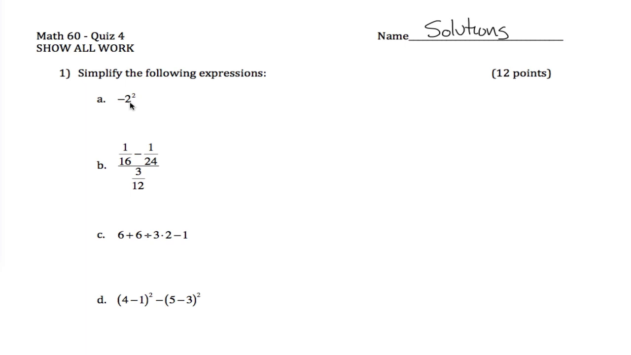This is really tricky. It looks like this is -2, that whole thing squared, but it's not. Because of the order of operations, we do exponents before multiplication. So this is the negative of 2 squared. In other words, this is equal to the negative of 2 times 2, which is -4. Maybe I'll even write, note, -2 squared is equal to +4. But this answer is -4.